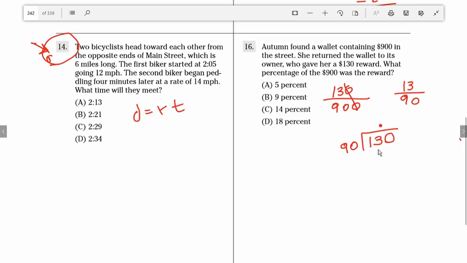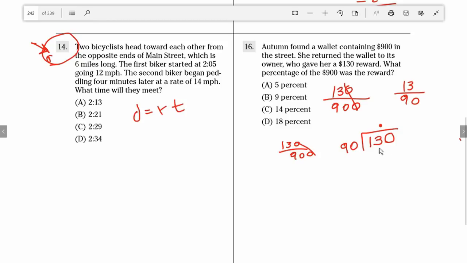Let's see. It does. Let me see here. I may have made a mistake. Bear with me. It does. So, sorry about that. I just had a little bit of a brain fart there.